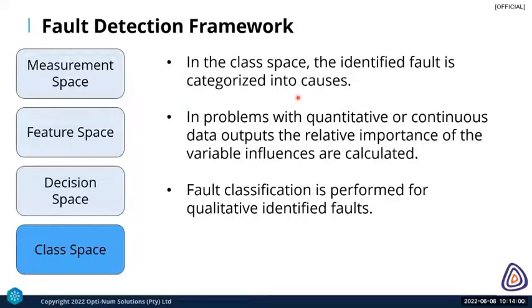Finally, once we've identified that there is a fault, we need to diagnose the fault or find out what's the root cause of it. In this case, again, it's split between quantitative and qualitative forms. In quantitative cases, we usually look at the influence of the variables and the amount of influence they provide to the prediction. Whereas in qualitative models, we pull classification models that are specifically tuned to detect specific cases of our fault classes.